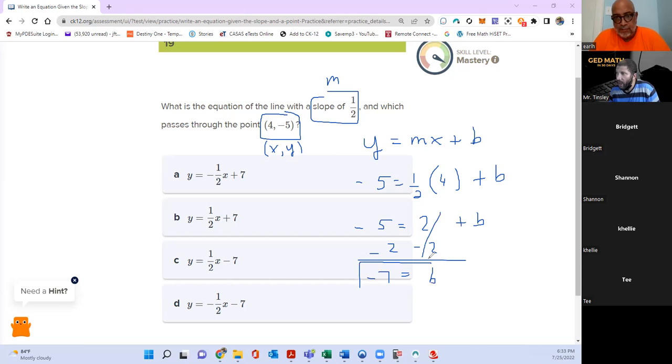We now know our y-intercept, we now know our slope. So what is the equation of the line that has a slope of 1/2 and passes through 4, -5? It's C. This is another guaranteed problem where they give you the slope and a point. Okay, you can practice as much as you want until that skill level changes to proficient or mastery. You keep practicing.